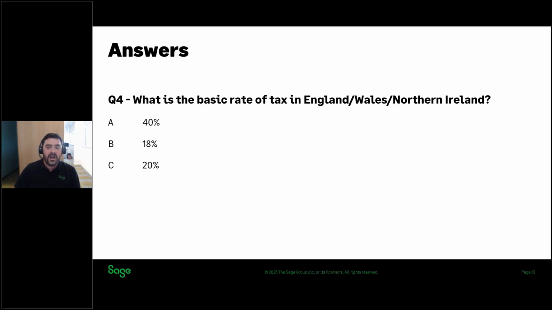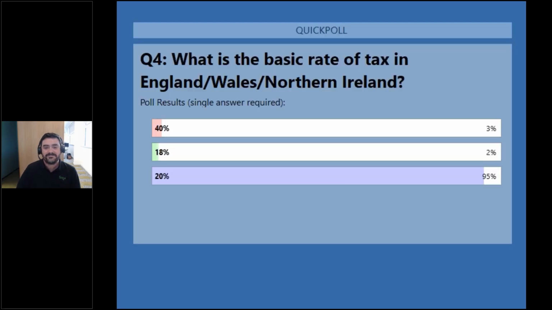On to question 4, what's the basic rate of tax in England, Wales, and Northern Ireland? Let's see how many of you got this one. 95% of you saying 20%, 3% of you say 40%, and 2% are saying 18%. A lot of percents going on there. Let's see what the correct answer was. I think most of you got this one right.